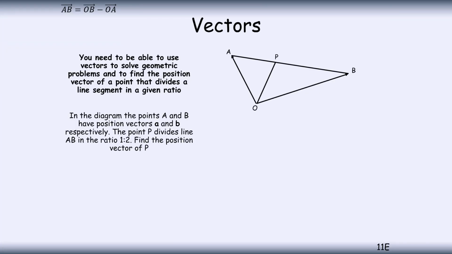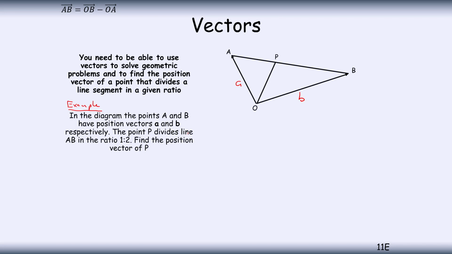So we're going to look at this example. You can write the example down and sketch the diagram. So we have position vectors A and B in this diagram. So we can write OA as A and OB as B.